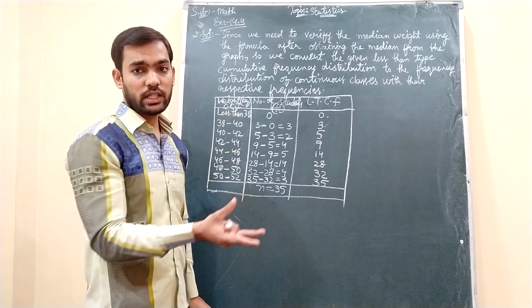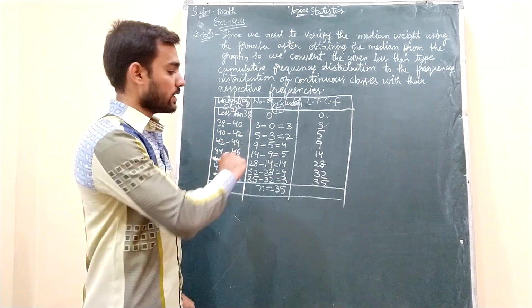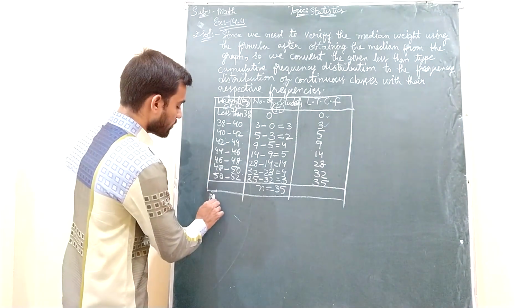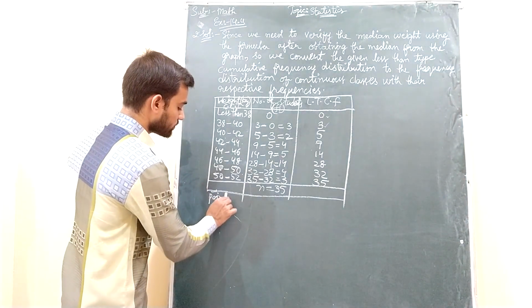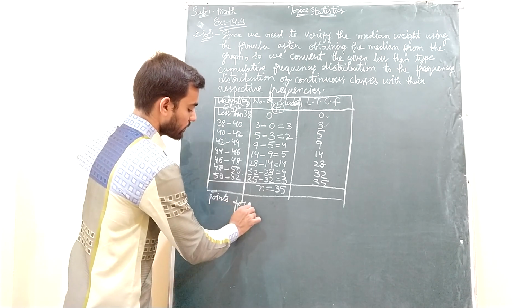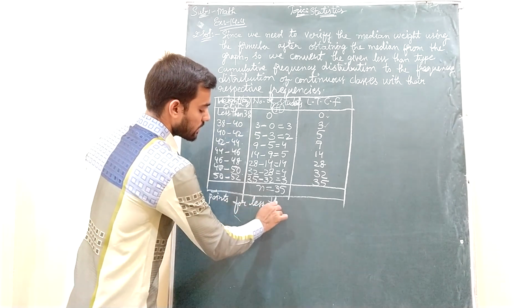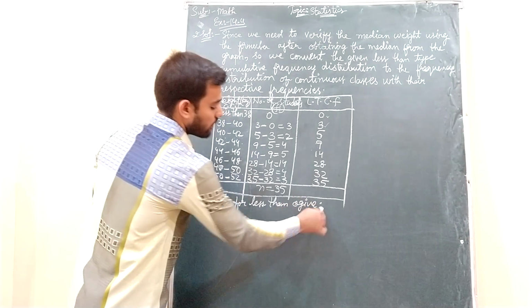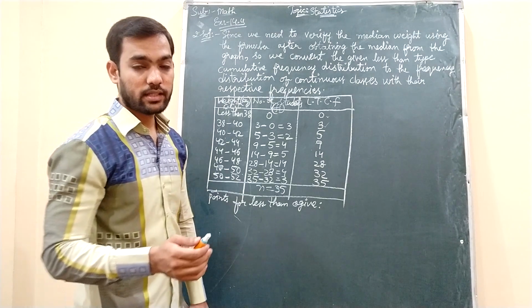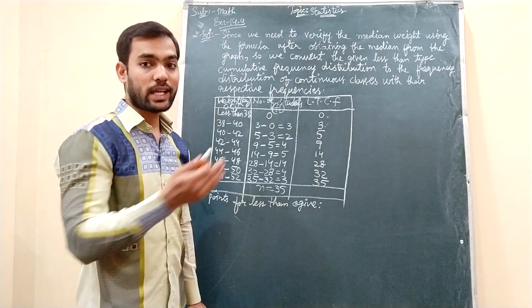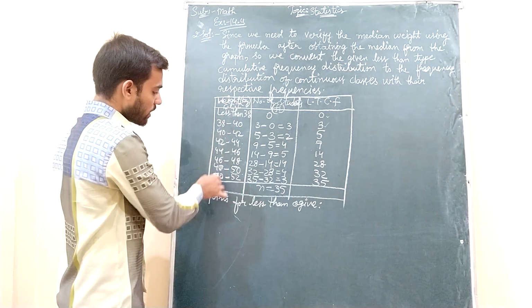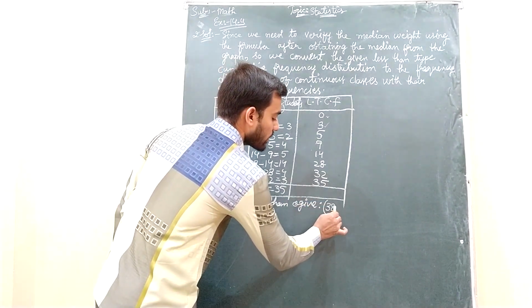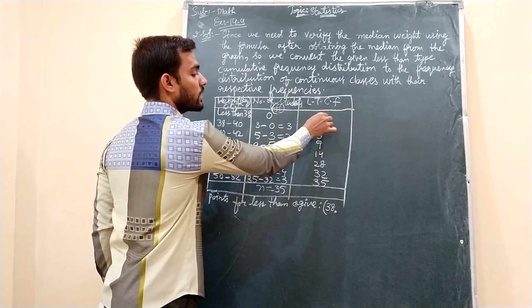Now we need to plot it in the graph, as well as verify using the formula. So first of all I will write the points required for less than ogive. First point, as we have learned yesterday, for less than ogive we will take upper boundaries. These all are lower boundaries, these all are upper boundaries. So I will take the upper boundary as x value and the cumulative frequency as y value.